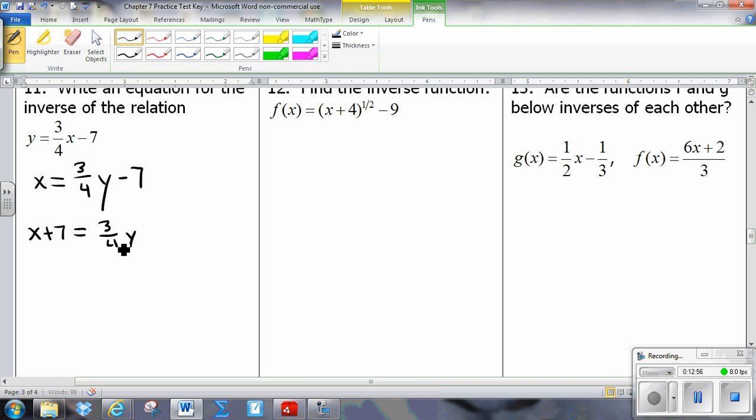Now at this point, if you guys are pretty good with the whole multiplying by the reciprocal thing, you can do that, or you can think of this as 3 divided by 4 times y, in which case you do 2 steps.